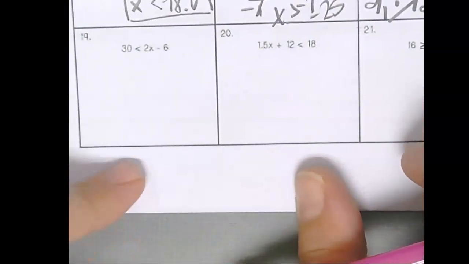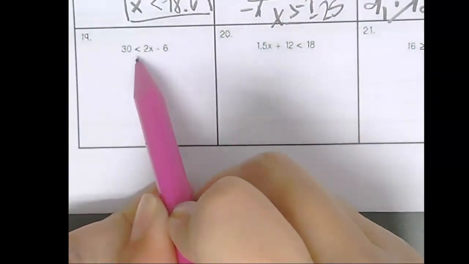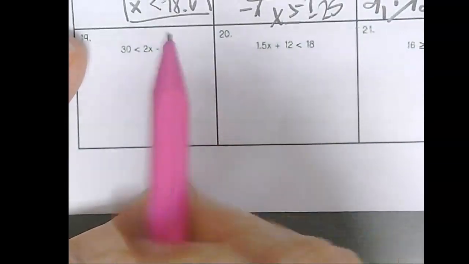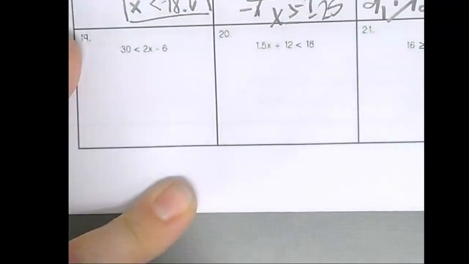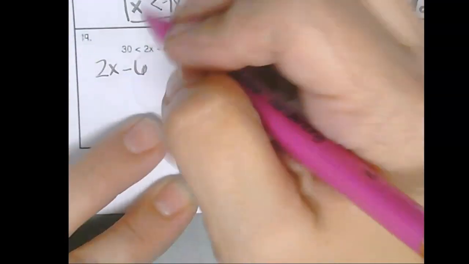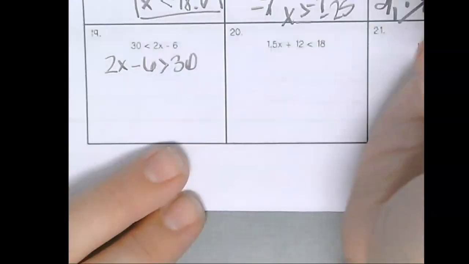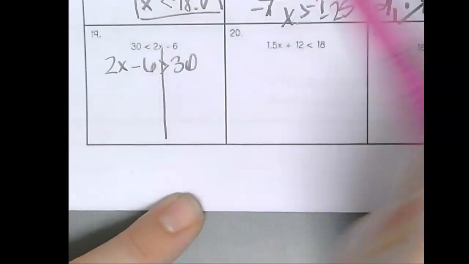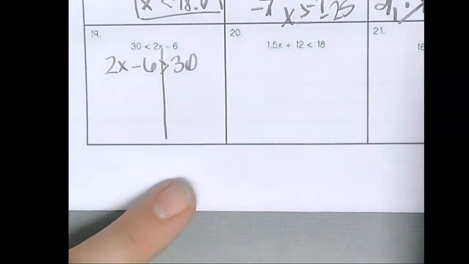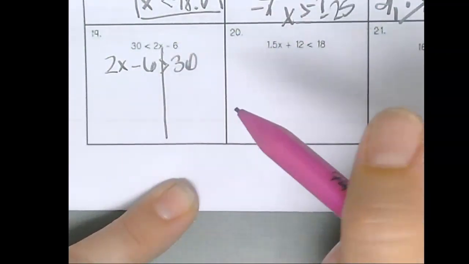Let's look at 19. We have 30 is less than 2x minus 6. I'm going to rewrite this so that the variable's on the left-hand side. So it's going to be 2x minus 6 is greater than 30. And I'm going to solve that way, okay? Just makes my life a little bit easier to have the variable on that side so then I don't have to switch the inequality at the end.